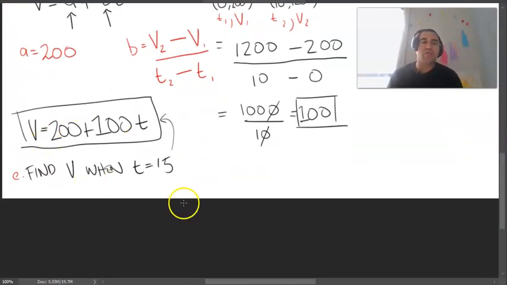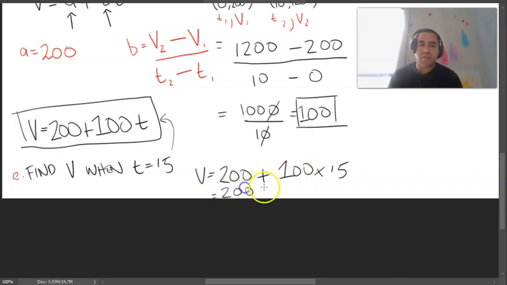And let's just make sure that this set of maths does us correctly. So our volume is equal to 200 plus 100 times 15. Always work out your multiplication first. 200 plus 1,500, and that's equal to 1,700 liters. So that is correct.